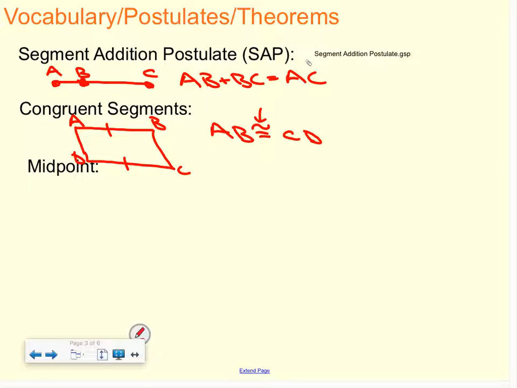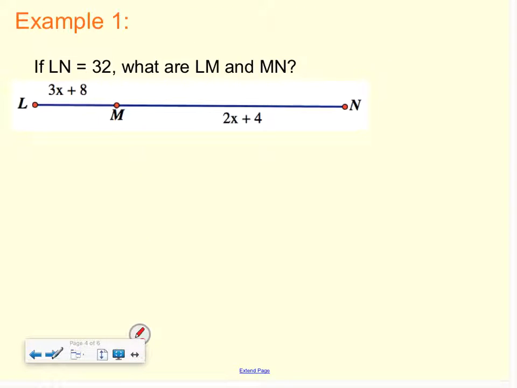Midpoint is exactly what you think it should be. If I have a segment, here we call it segment AB, the midpoint, call it M, is the point that cuts it in half, which makes AM congruent to MB. So that's what we've got going on today. How's that going to turn out in examples?